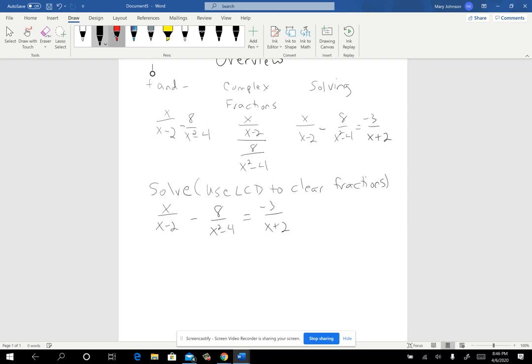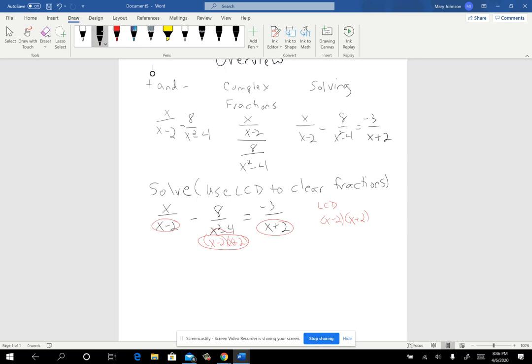Okay, so what we would want to do is any denominator that's not factored, we'd want to factor it. And then we'd look at the denominators and decide what the least common denominator is going to be for these. Looking at the denominators, I know I'm going to need an x minus 2 factor and an x plus 2 factor. And then that'll clear the fractions.